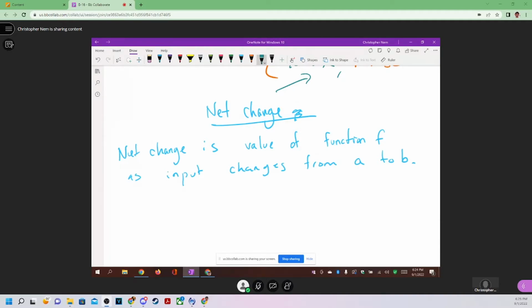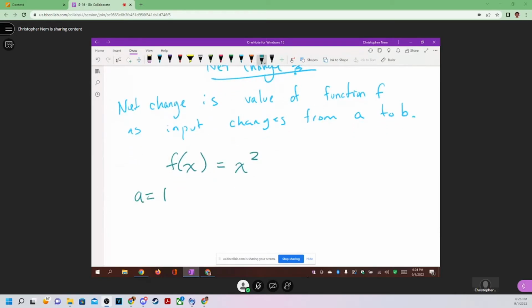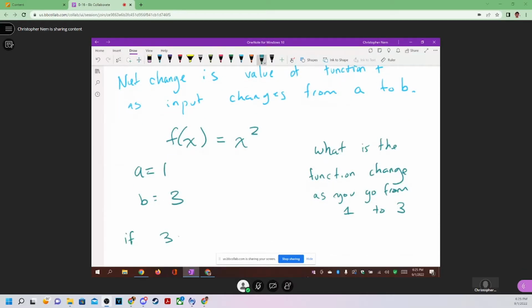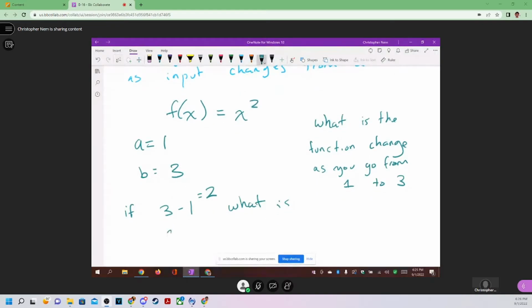So another good example, let's work with numbers now. Let's say my function is x squared. The idea is if I take A to be 1 and then B to be 3, what is the change? What is the function change as you go from 1 to 3? How much is my height changing for my function if I move 2 units? So if I went 3 minus 1, which is 2, if I move 2 units, what is the output value?